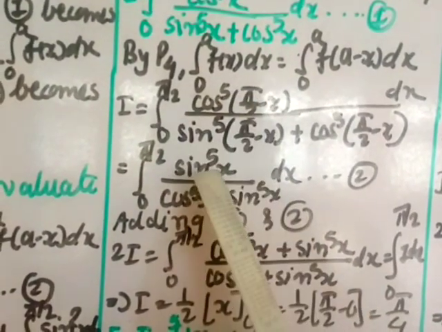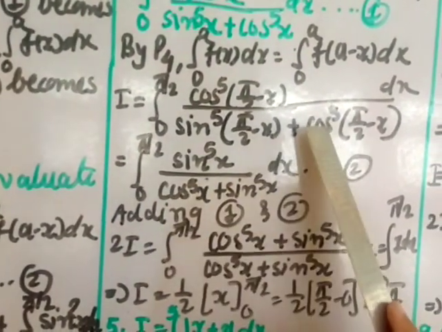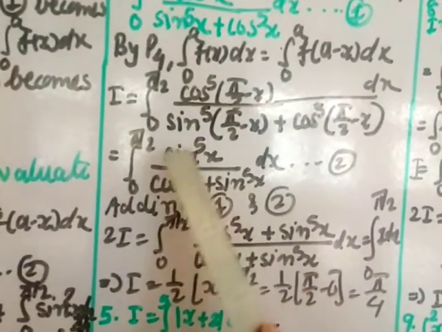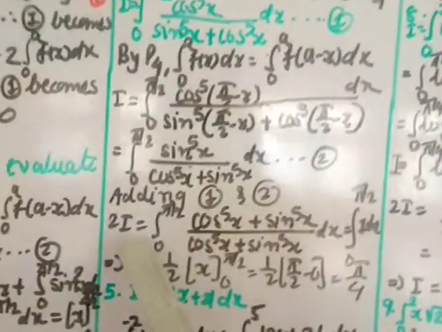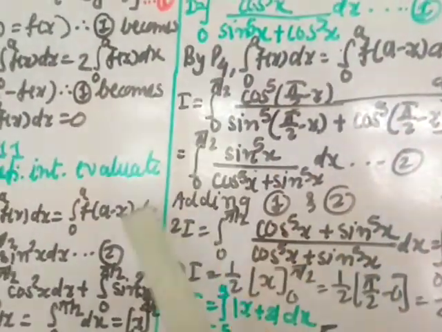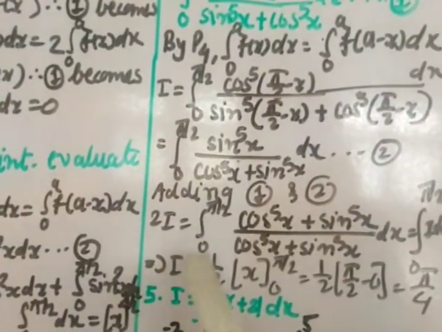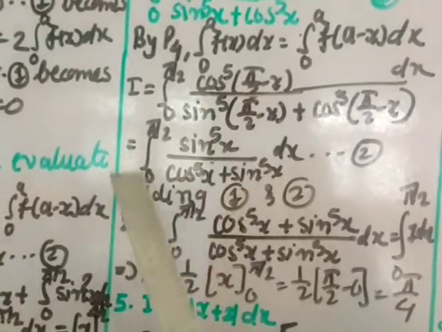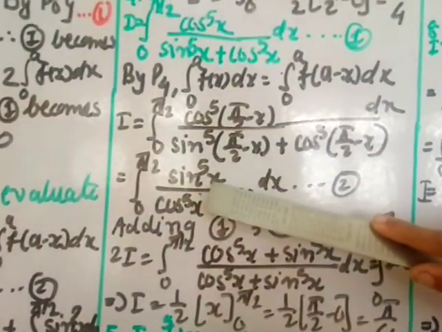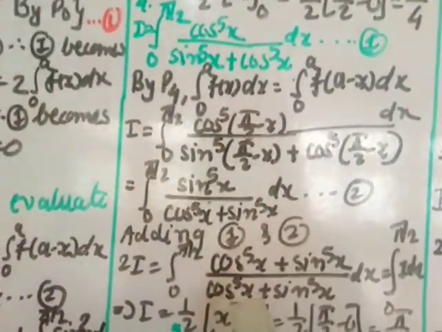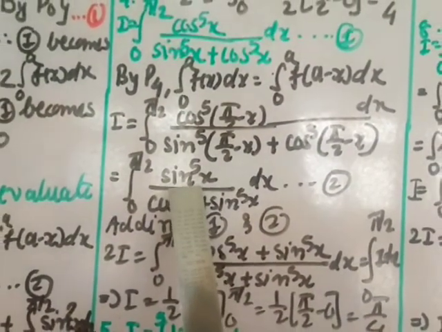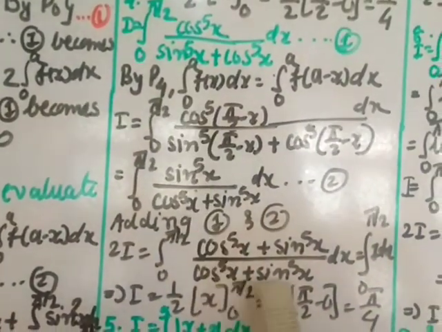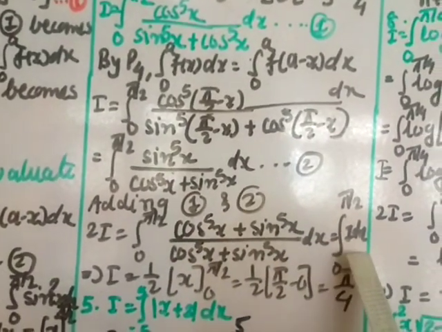Cos of pi by 2 minus x gives you sin, sin of pi by 2 minus x gives you cos. The power remains the same, call it number 2. Now add 1 and 2. This side becomes I plus I is 2I equal to integral 0 to pi by 2, take common, and directly I am adding this plus this. Okay, because it is the same as previously. So cos power 5x plus sin power 5x and denominator will be the same. Cut, so you get 1 dx.